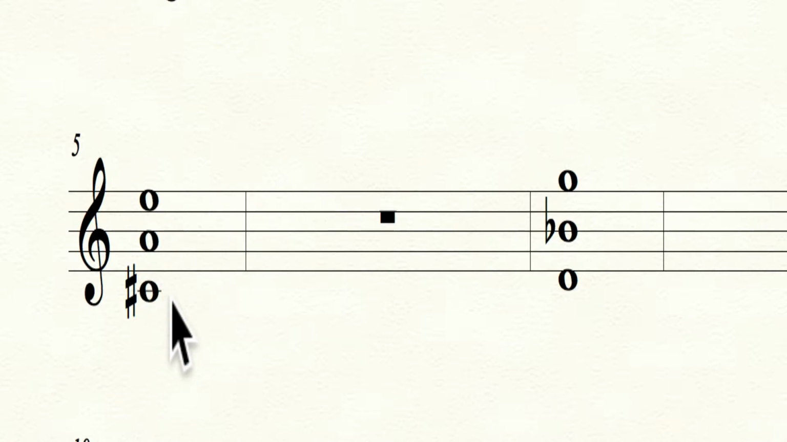Remember, we studied chord inversions. If the root is the lowest note, it's in root position. If the third of the chord is the lowest note, it's in first inversion. And if the fifth of the chord is the lowest note, then it's a chord in second inversion. So we may not know yet what the root of this chord is.